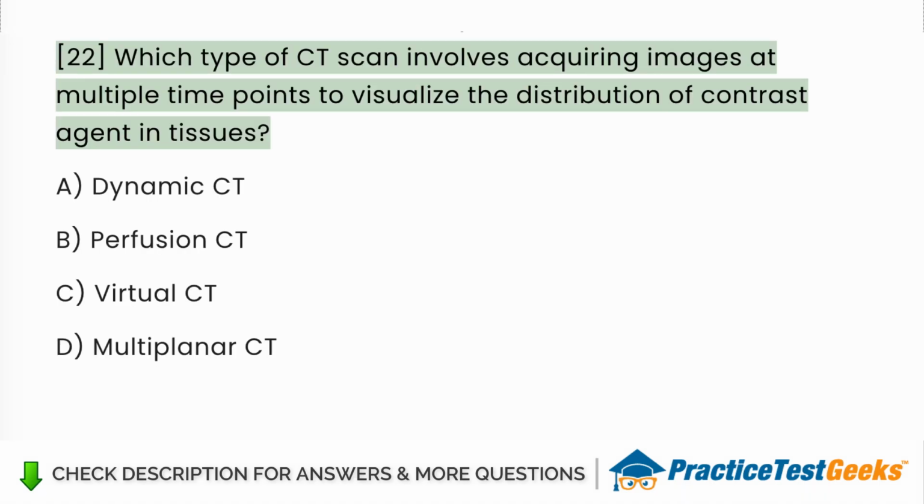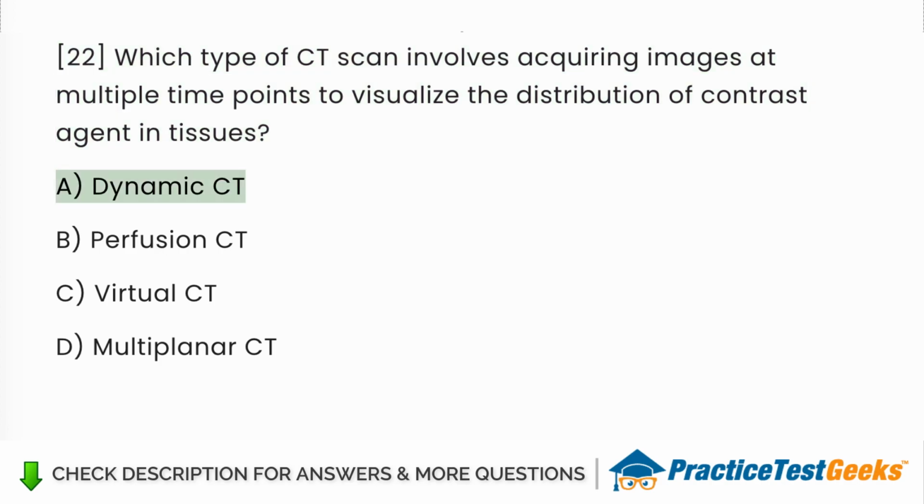Which type of CT scan involves acquiring images at multiple time points to visualize the distribution of contrast agent in tissues? A. Dynamic CT. B. Perfusion CT. C. Virtual CT. D. Multiplanar CT.